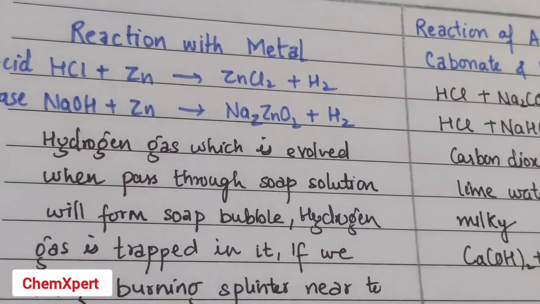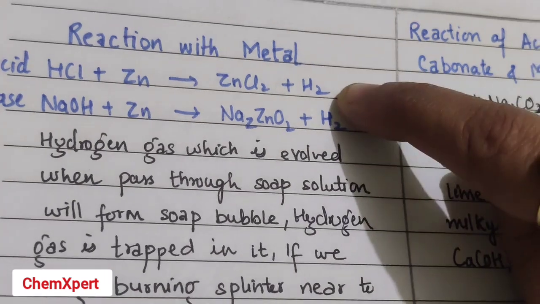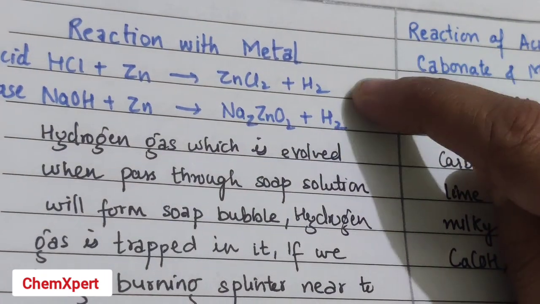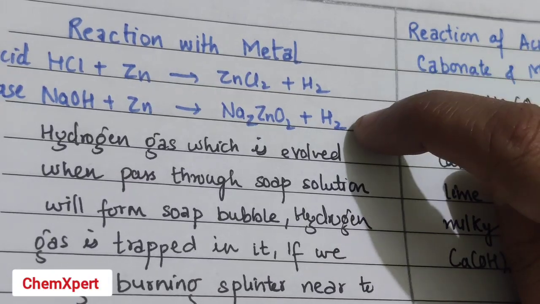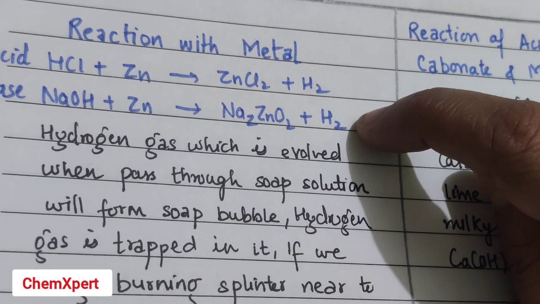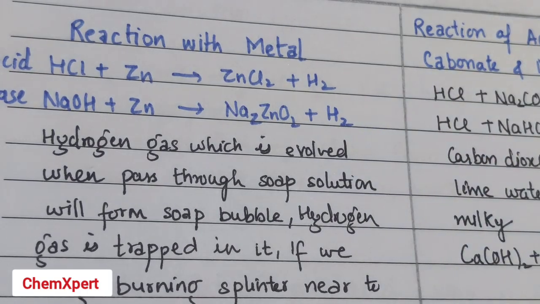The next topic is the reaction of a metal with an acid or a metal with a base. In both cases a salt and hydrogen gas is released. So this is very important: when a metal reacts with an acid, it forms a salt and releases hydrogen gas, and how is this gas detected? When this gas is passed through soap solution, it forms a bubble in which hydrogen gas is trapped, and if we bring a burning splinter near it, it bursts with a pop sound.